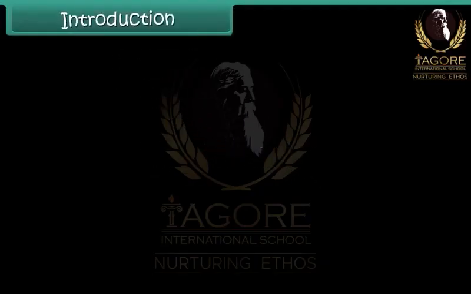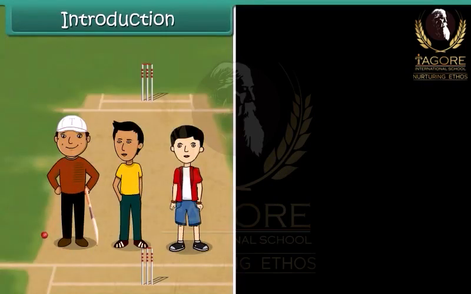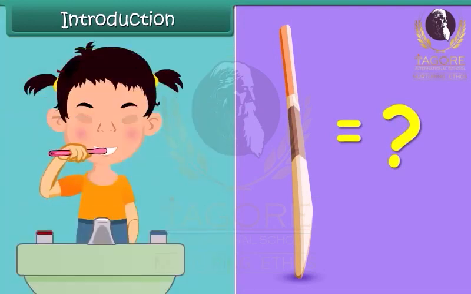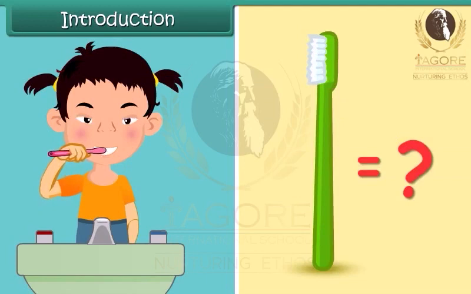Introduction. Hello students. Look at this picture. The picture shows that a boy is playing cricket. Do you know how long the bat is? We use toothbrush for brushing our teeth. Do you know how long the toothbrush is? Today let us learn to measure the length of different things.